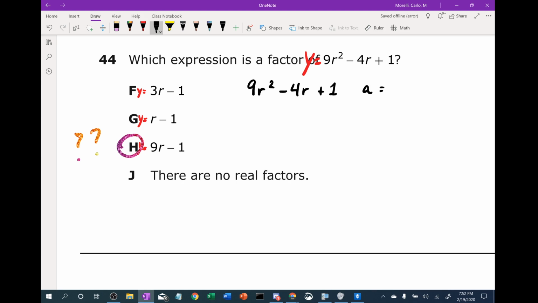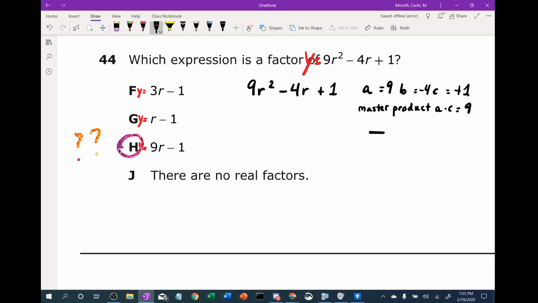A equals, B equals, C equals. Well, A is 9, B is negative 4, and C is positive 1. The master product, which would be A times C, equals 9 times 1, which is 9.